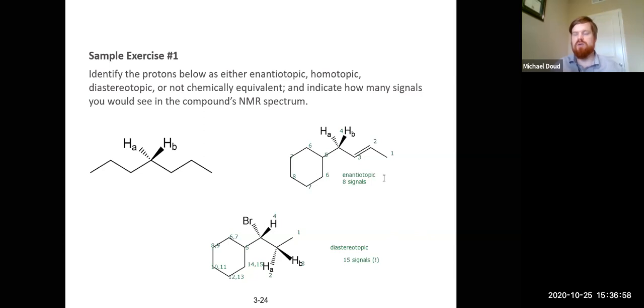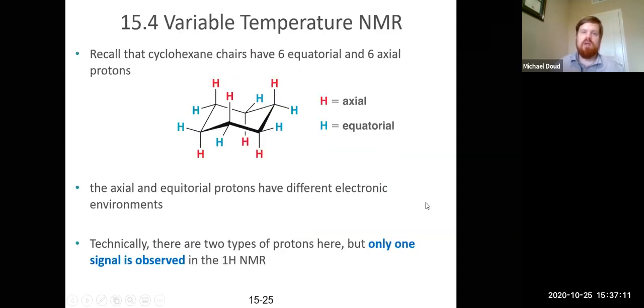So I count 15 total signals on this HNMR spectrum. So yeah, that'd be pretty crazy. Fortunately, we don't have to analyze that one yet, but we'll get there. So there you go. All right.